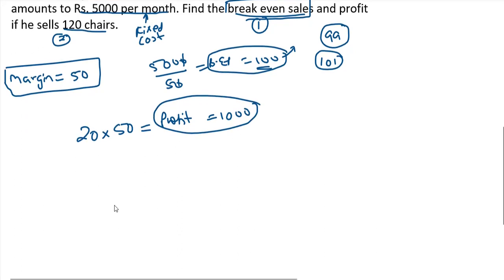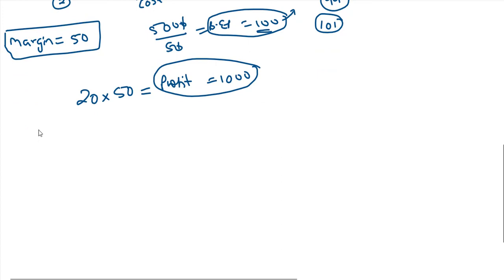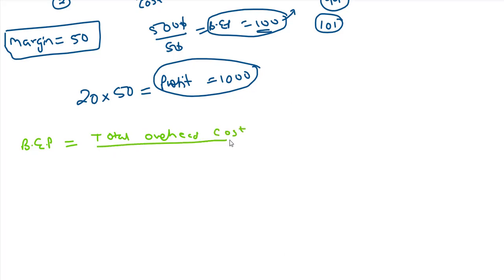So just to summarize all these things: the break-even point or the break-even sale is nothing but your total overhead cost divided by margin, and your profit is nothing but your actual sale minus the break-even sale, multiplied by margin.